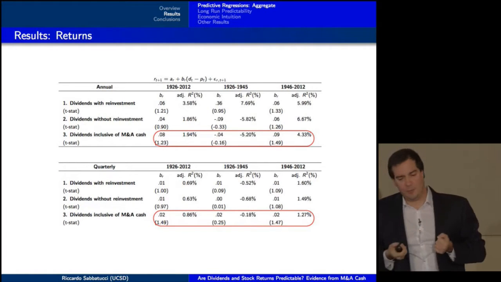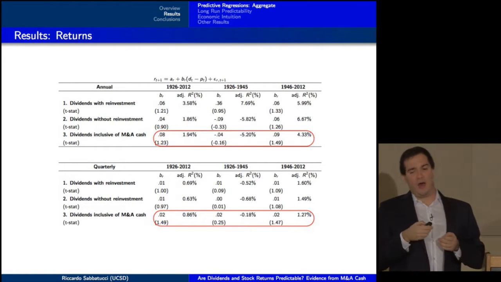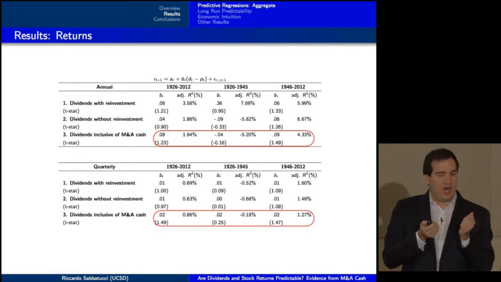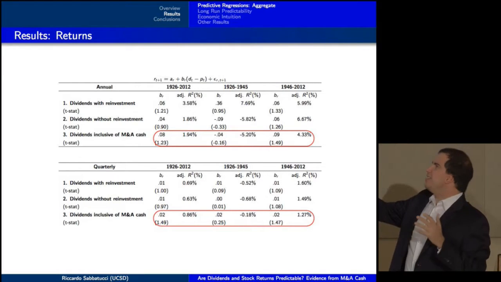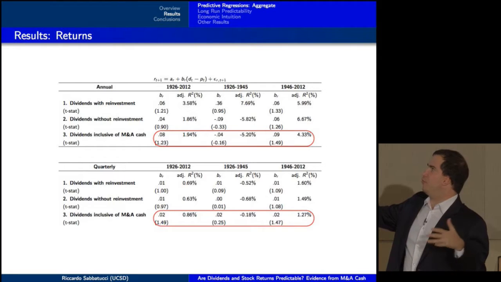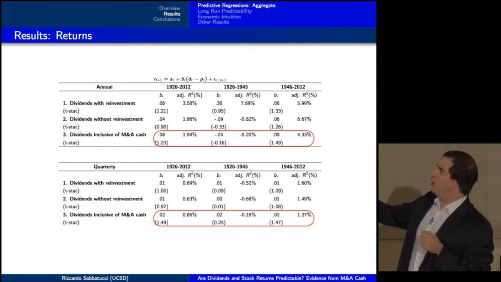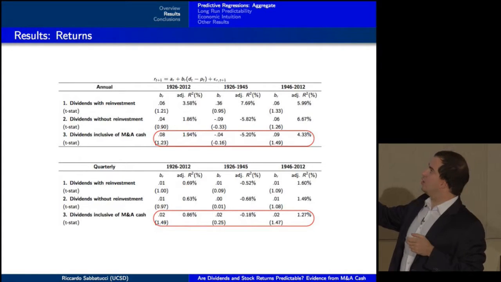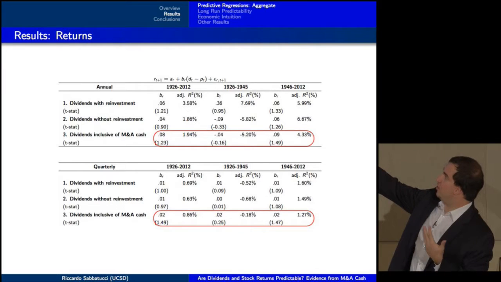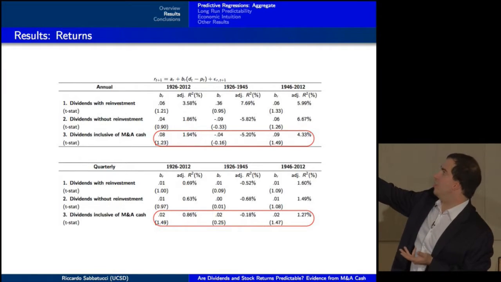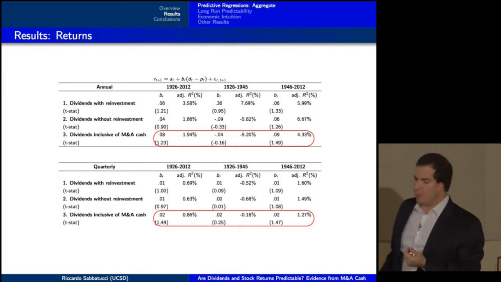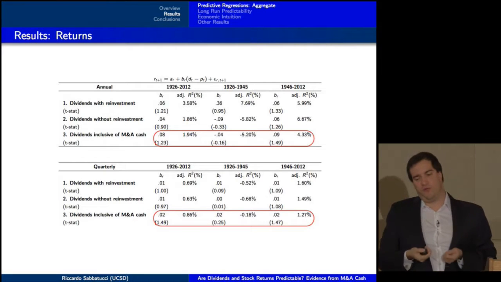What about returns? If you only focus on the adjusted R squared, there is some predictability. My measure does not perform better than the standard one in sample. But if you focus on the adjusted R squared, also post-war there is some evidence of predictability. But when we adjust the coefficient for Stambaugh bias and properly calculate standard errors, the statistical evidence and power for predictability is not too strong.